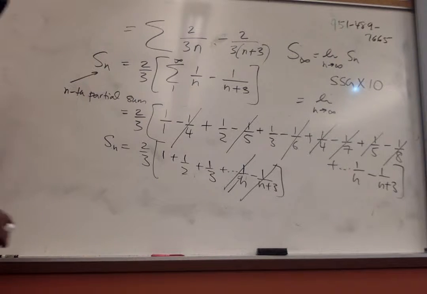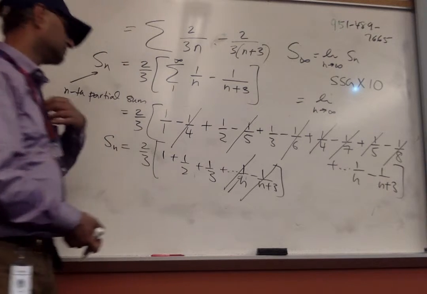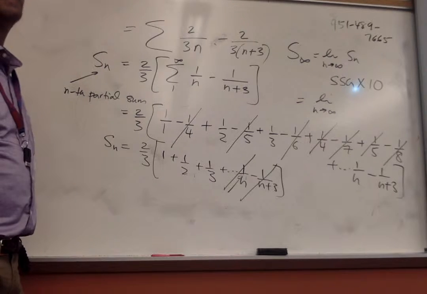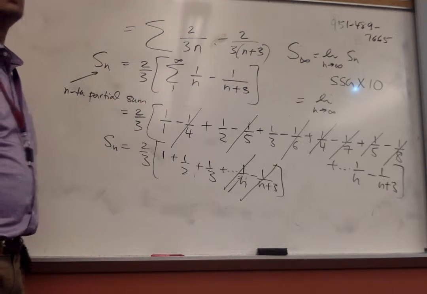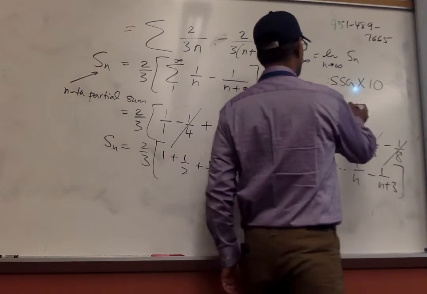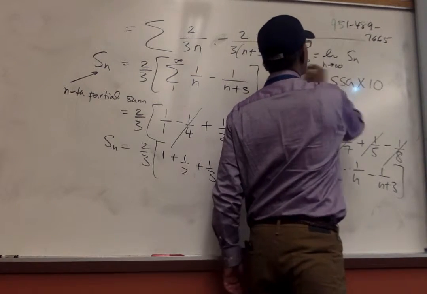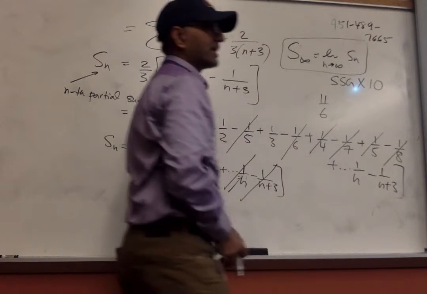Okay, those of you finished, what is the absolute final answer? Louder? What did you get, Romero? 11 over 6? That sounds about right. Okay, absolute final answer, 11 over 6. Put this in a box, please. You need to know S infinity is limit n approaching infinity Sn.